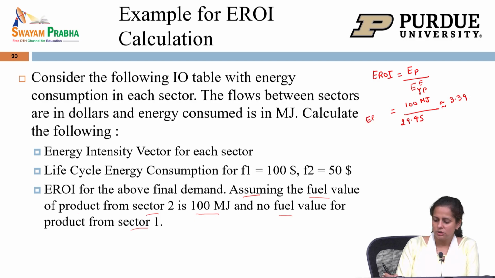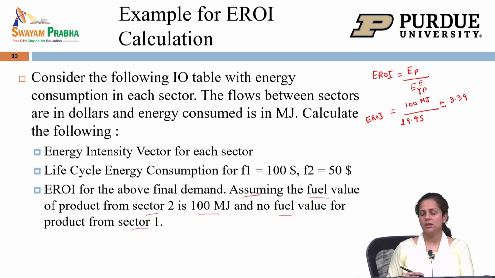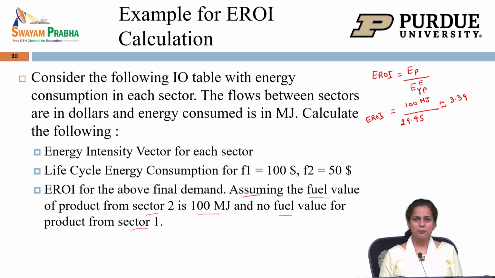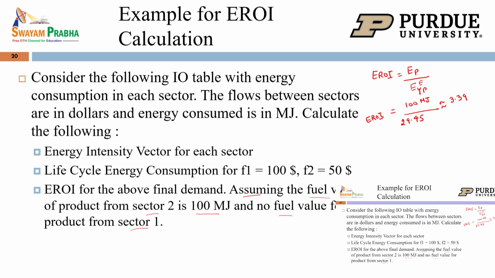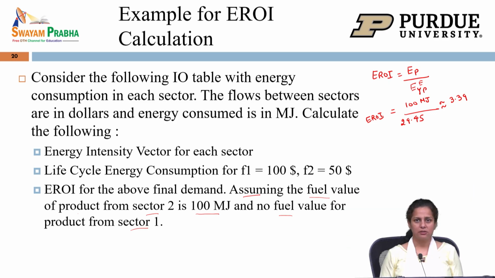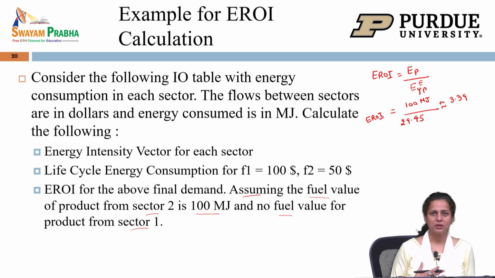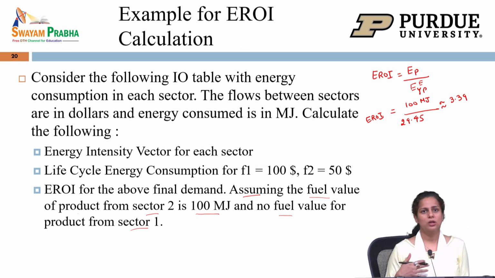So, our energy return of investment for this economy is 3.39, which means that when you invest 1 megajoule of energy in this whole economy, you get a value of product of about 3.39 in this case. So, that explains how we use the different metrics on the life cycle scale. You can also calculate the efficiency, you can also calculate the E net in this case.